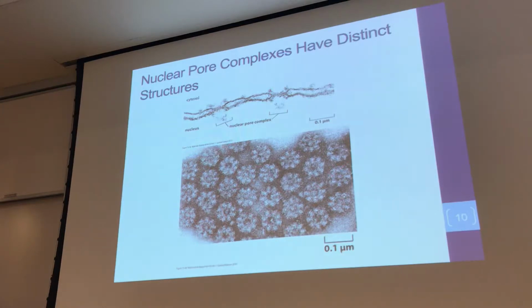So why do we have so many? Why are there so many holes in the nucleus? What do you think comes in or out? Well, what comes out of the nucleus? mRNAs, right? Messages are coming out. So they need to be transported out into the cytoplasm so that they can find their ribosomes.